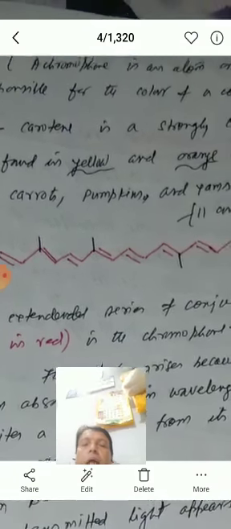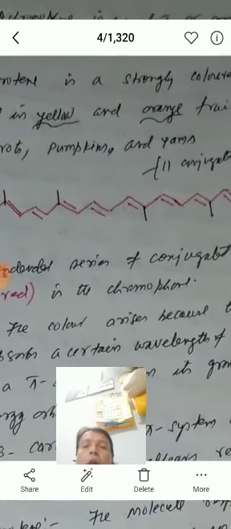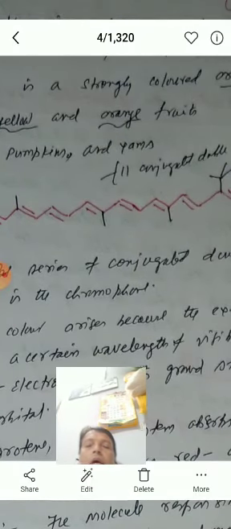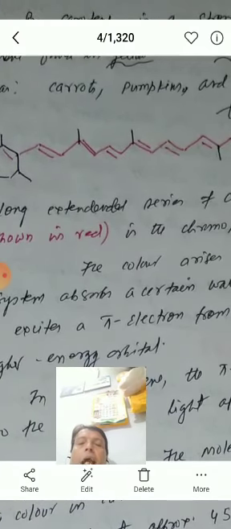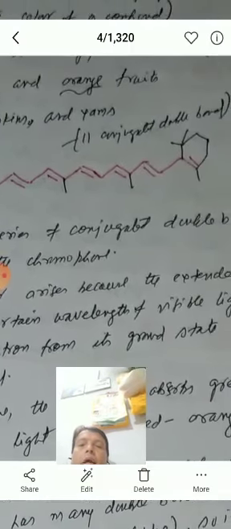And in this slide we will discuss by taking the example of beta carotene. A chromophore is an atom or group which is responsible for the color of a compound. This can be made clear by the example of beta carotene. Beta carotene is a strongly colored orange-red pigment found in yellow and orange fruits like carrots, pumpkins, and yams. This is the structure of beta carotene.